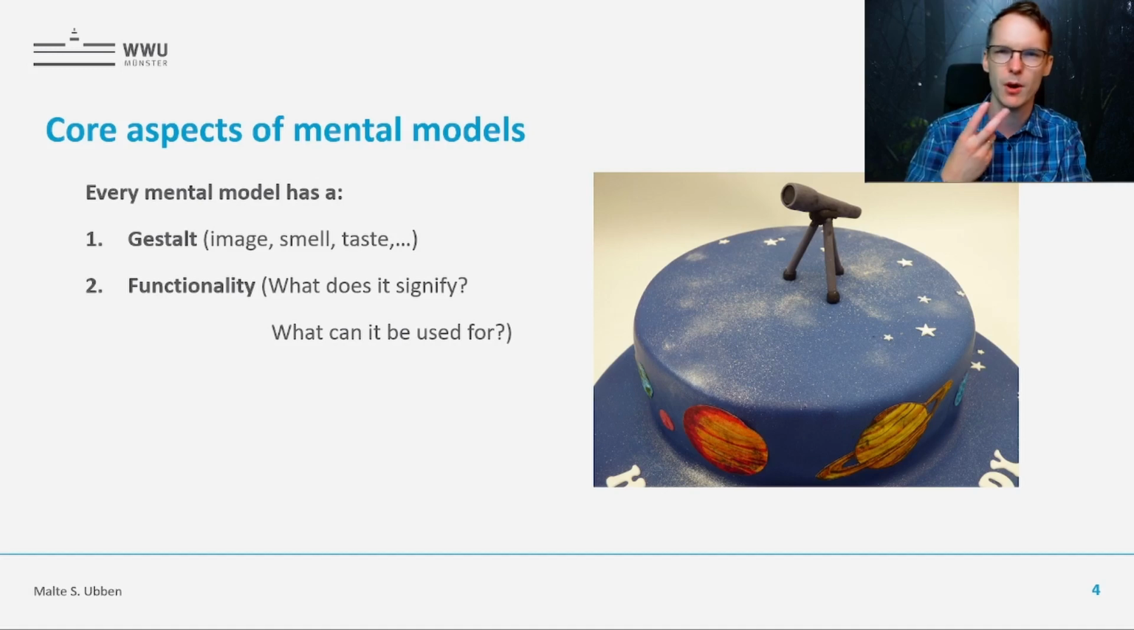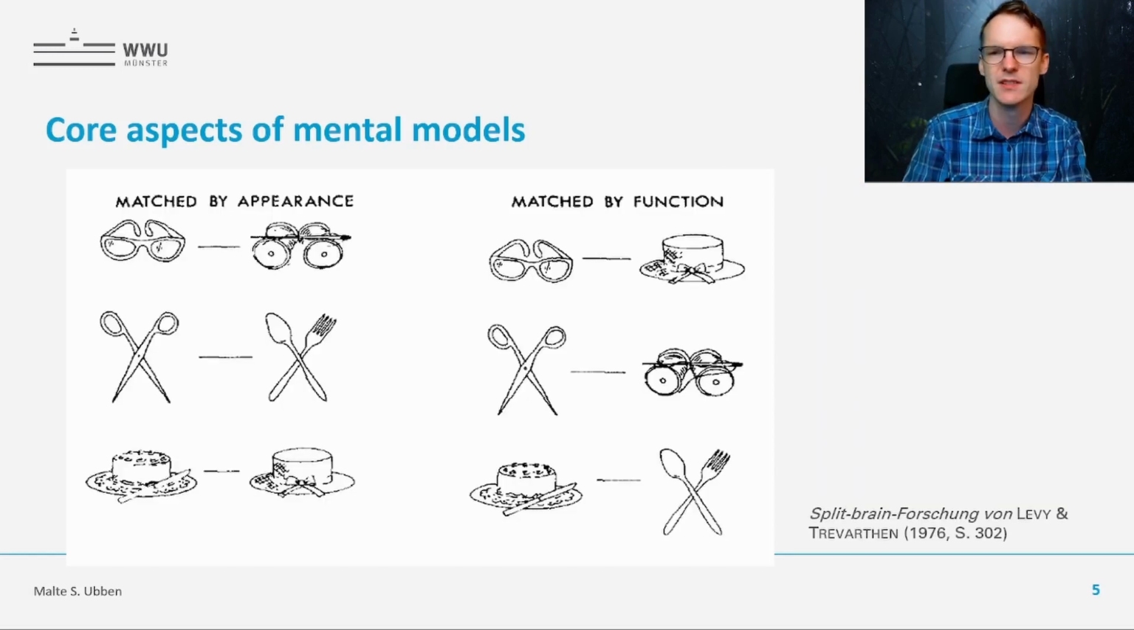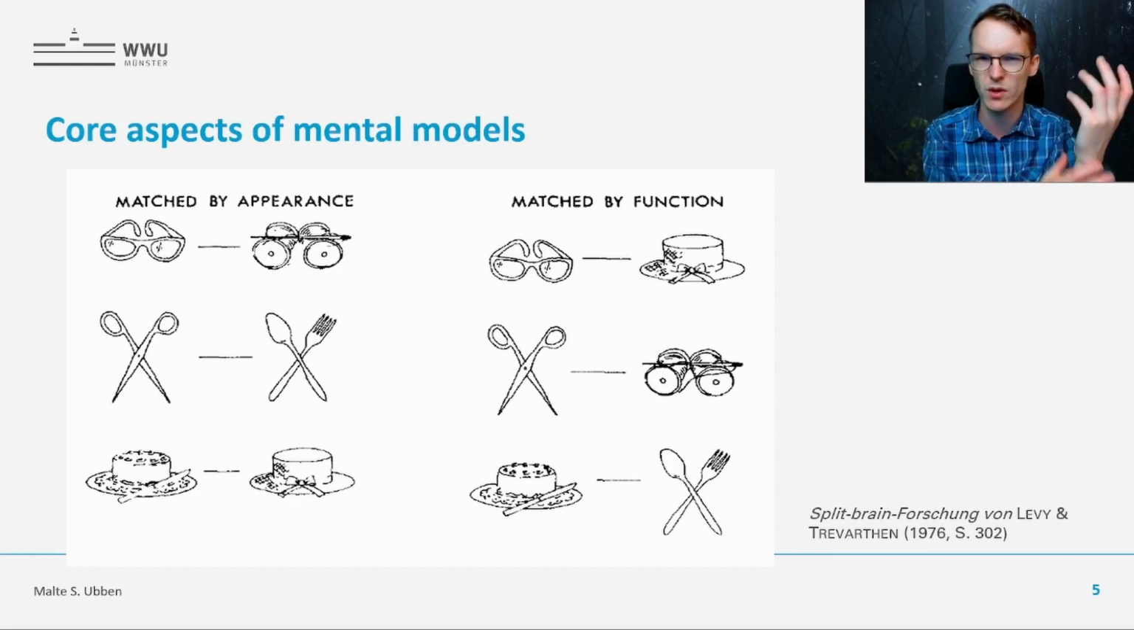And those two components are what make up mental models, and they are rooted in neurology, actually, which was at least hinted at by Levy and Srinivasan. Those two are split brain researchers, and they found that there are, I'm not going to go too deep into this, two areas that the brain works in, so to speak.